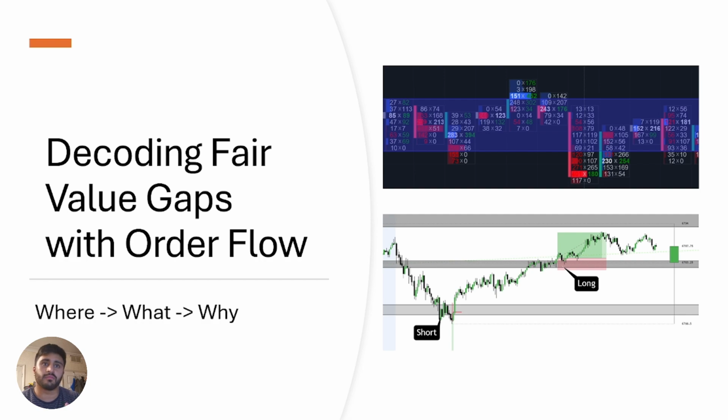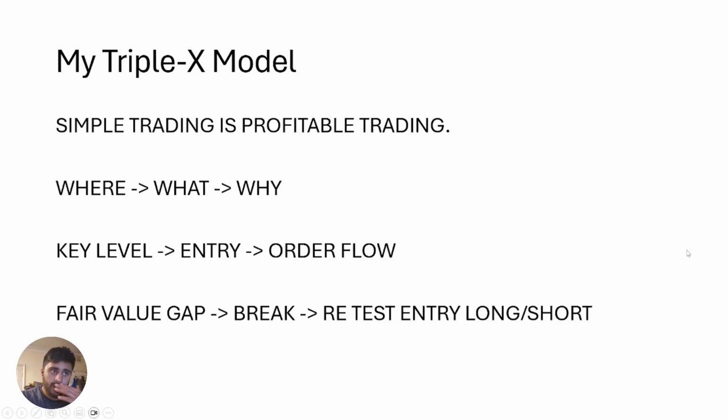So this is how you can find supply and demand zones or bullish and bearish key levels using fair value gaps and order flow. To kick things off, my triple X model, I go through this every time, so I'm going to quickly go through it. The triple X model: simple trading is profitable trading, right? You need to know where to trade from, what to look for, and why you're looking for it. So a key level needs to have an entry in the key level, and you use order flow to determine whether you want to go long or short.